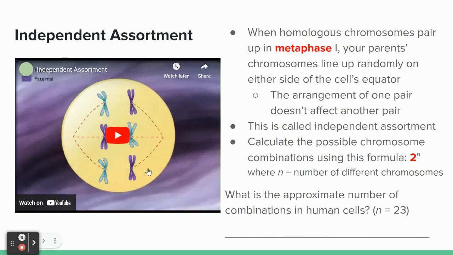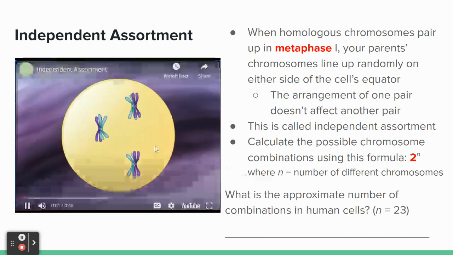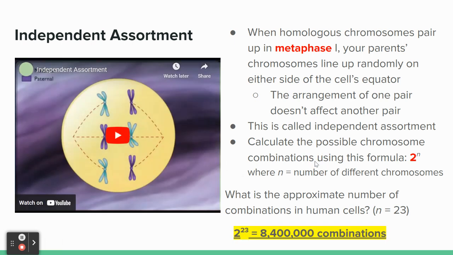So what is the approximate number of combinations in human cells? Remember, we have 23 different chromosomes. So we have 2 to the 23rd power, which is 8,400,000 combinations.